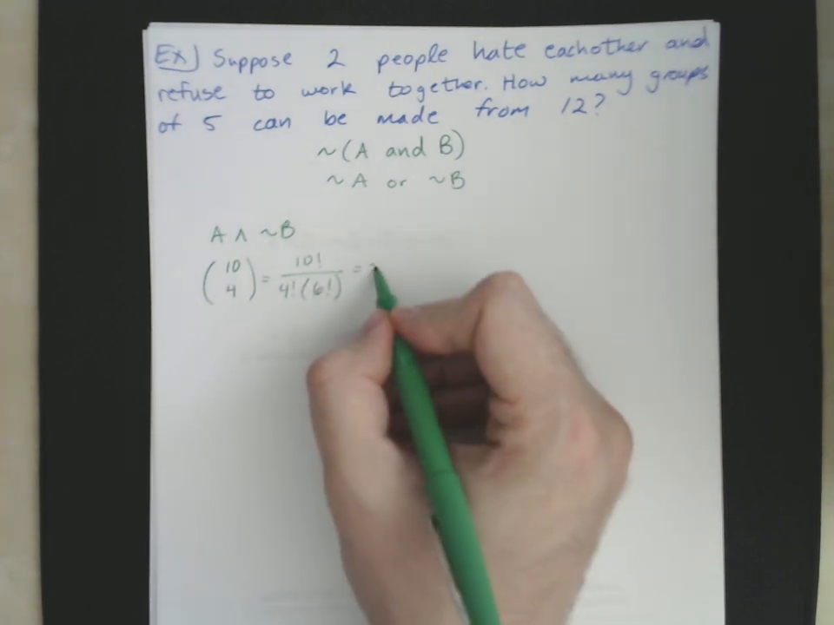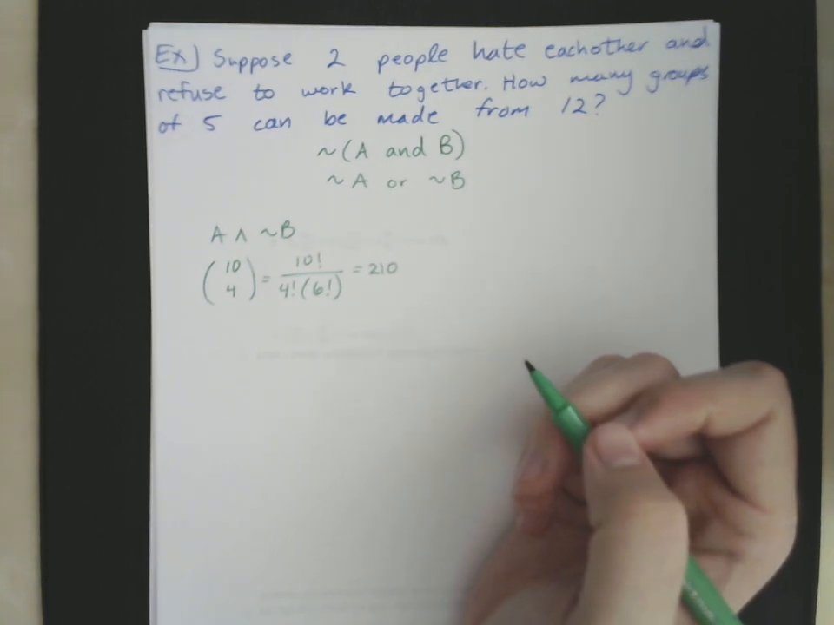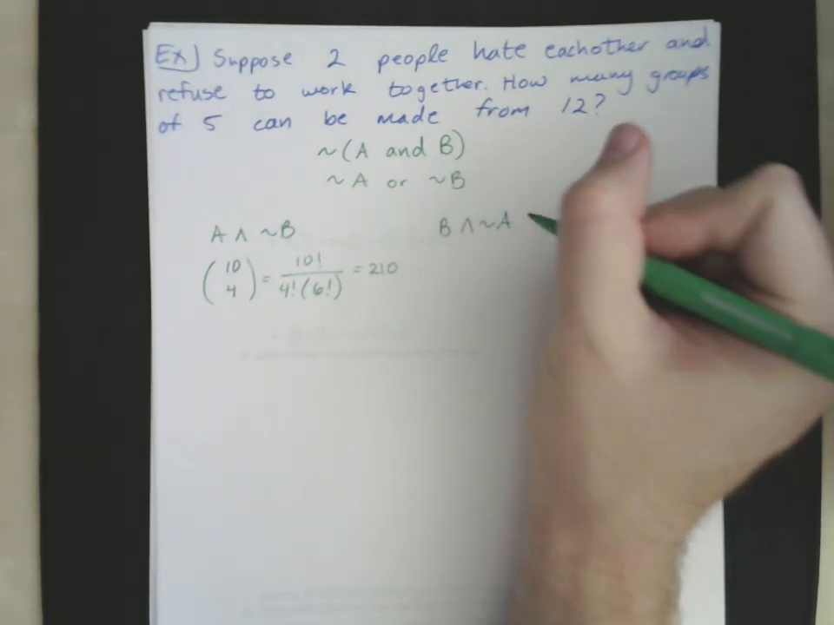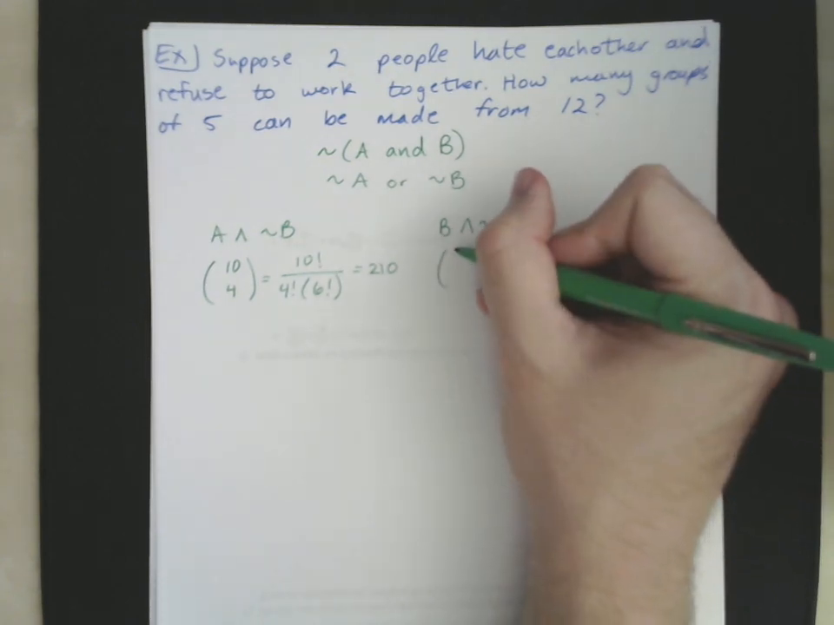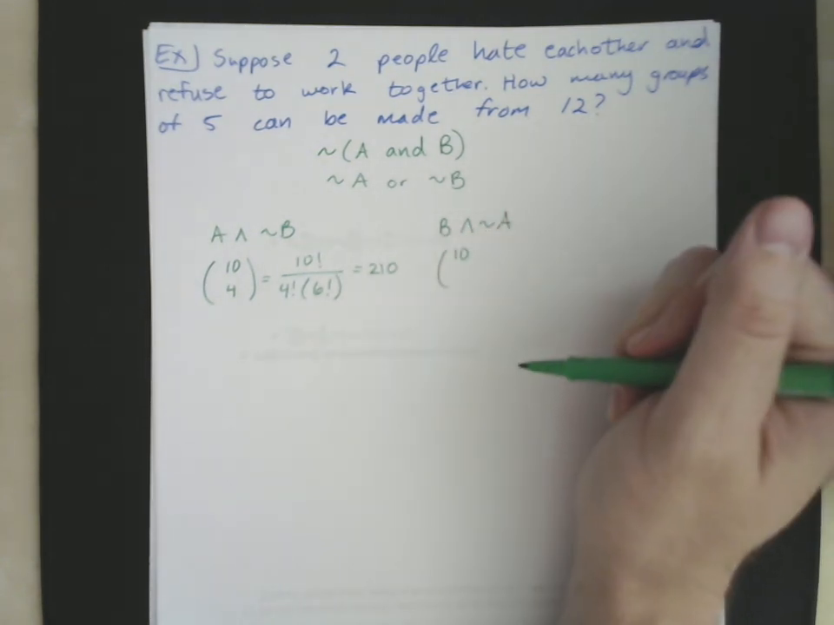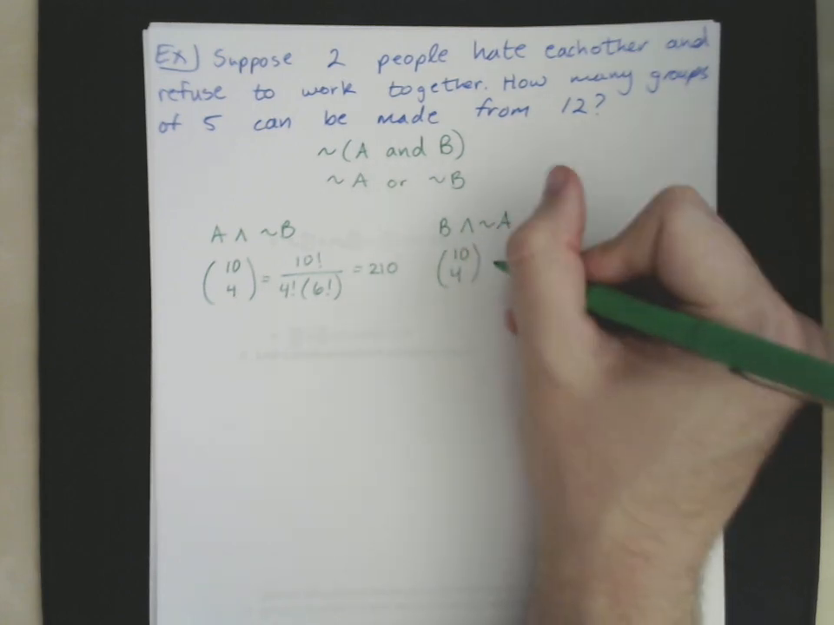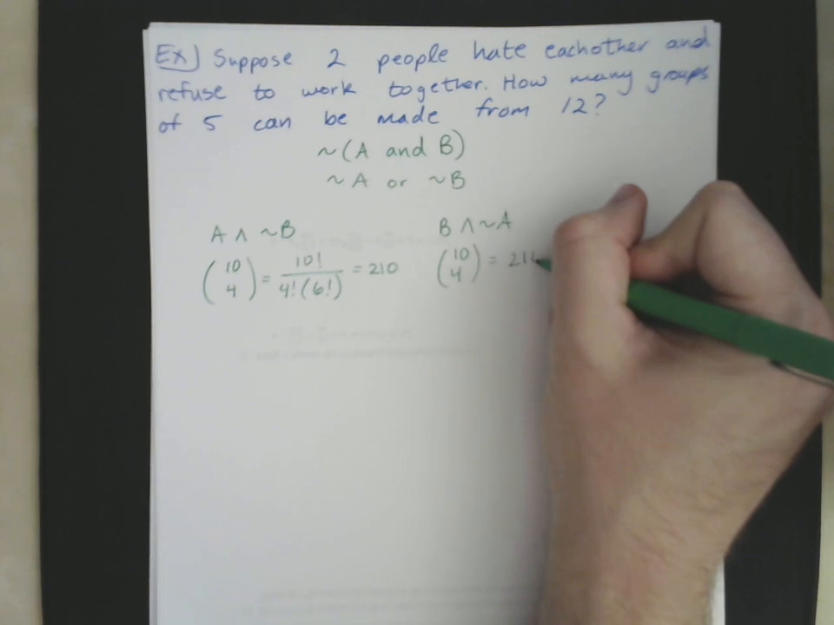And this is going to give us 210 options. We could have B and not A. And this is the same. We have 10 people to choose from now because B's in the group and A cannot be. But we have 4 more to choose. So again, this is going to be 210 options.